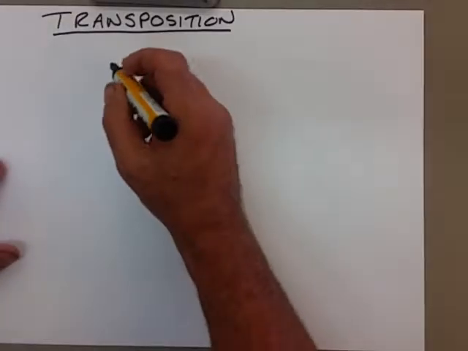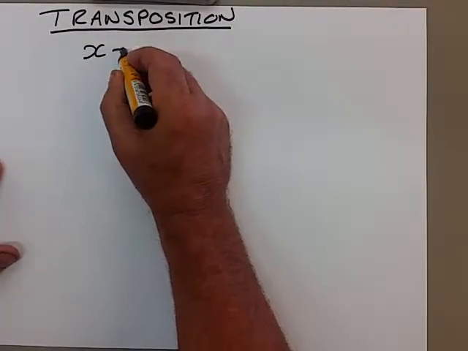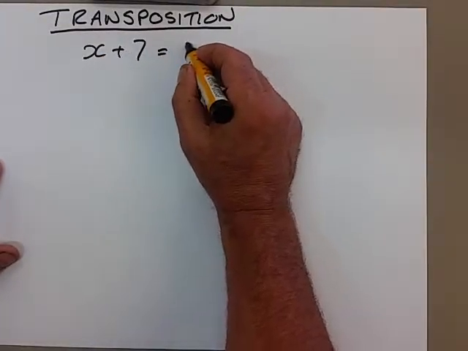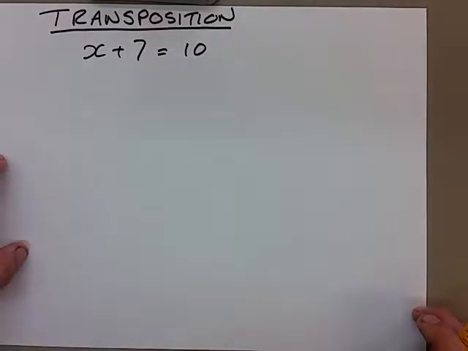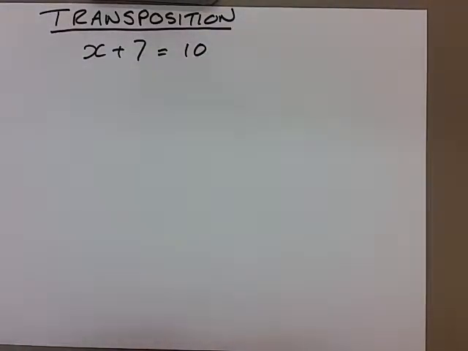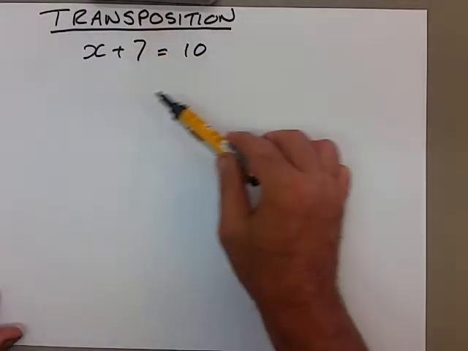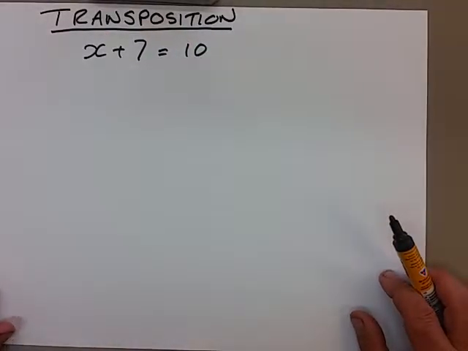Let's start with a simple formula. x + 7 = 10. Now I know everybody right here can see that x is immediately 3. But the idea is to use the simple equation to learn how the process of transposition occurs.